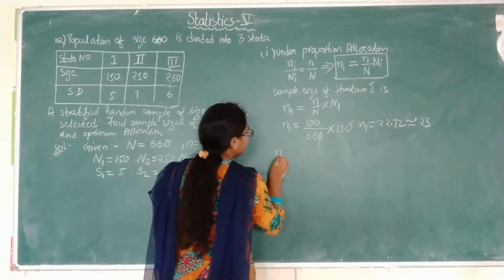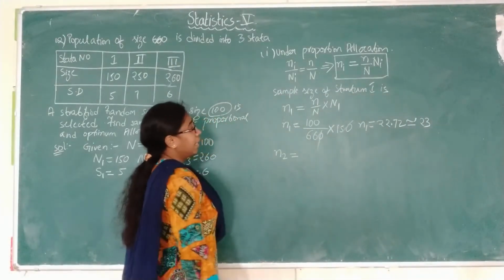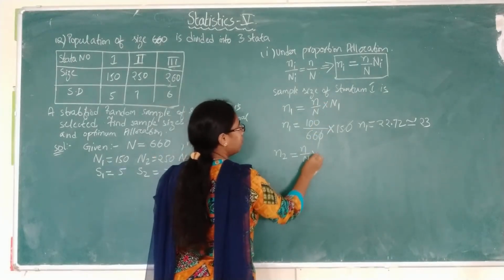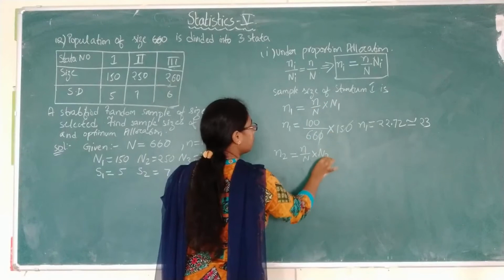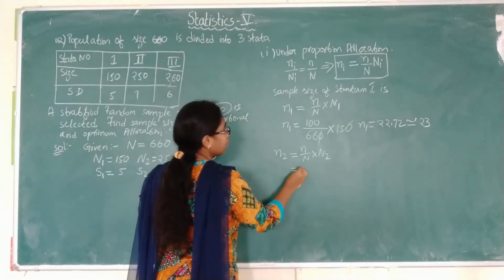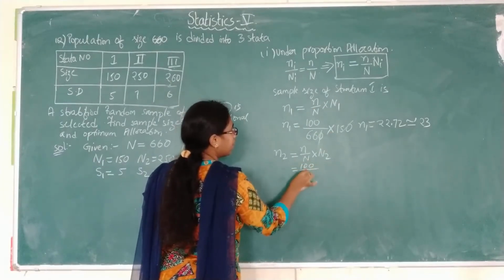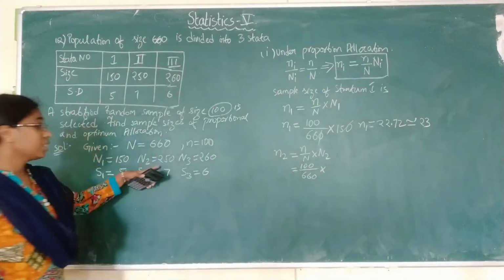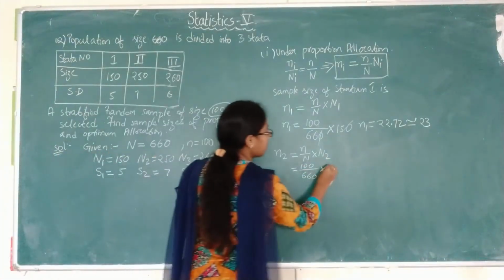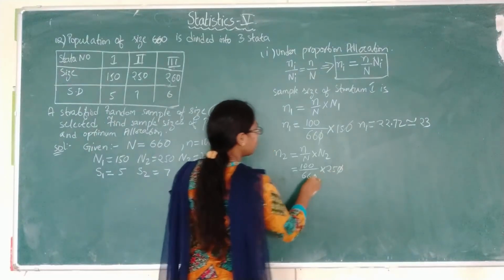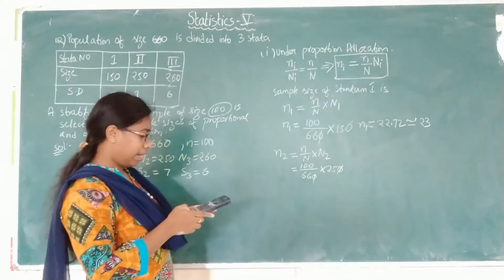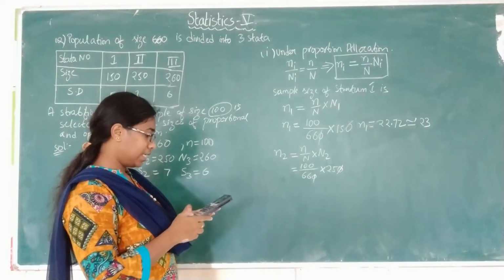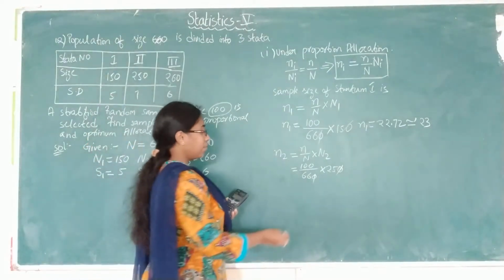Now next find the n2 value. n2 equals n by N into N2. Substituting the values, 100 divided by 660 into the N2 value, which is 250. So substituting 250, you will get 100 into 25 divided by 66, and you will get 37.8.